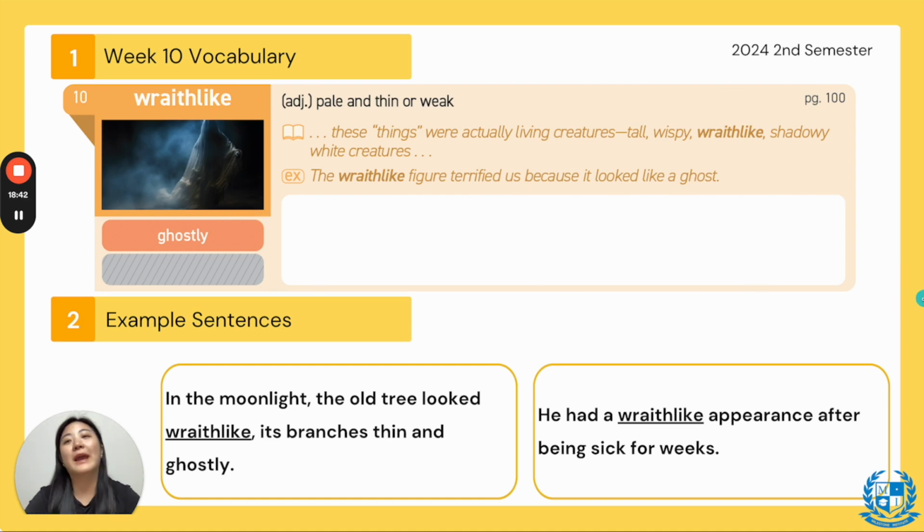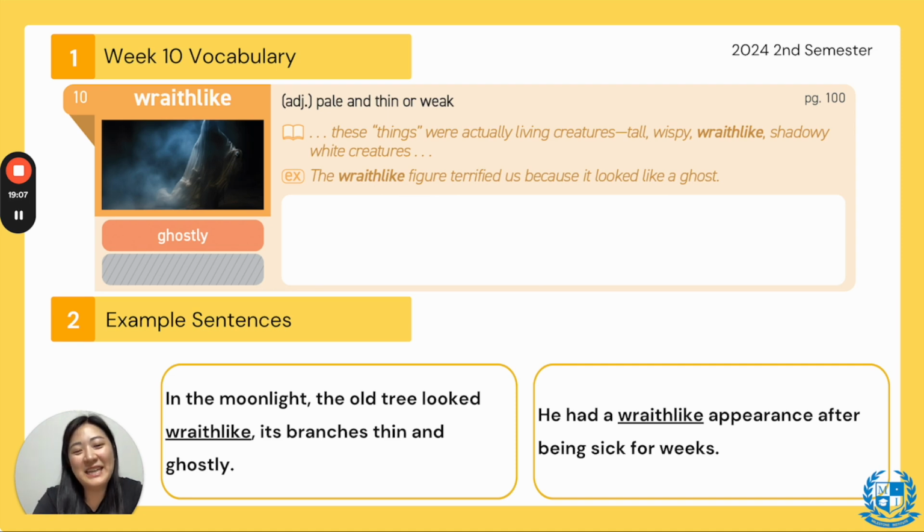So it is wraith-like. Here it says, in the moonlight, the old tree looked wraith-like, its branches thin and ghostly. I know that sometimes in the winter, all the trees, or most of the trees, don't have their leaves on them, and they look kind of scary with all those little branches when they make scary shadows.